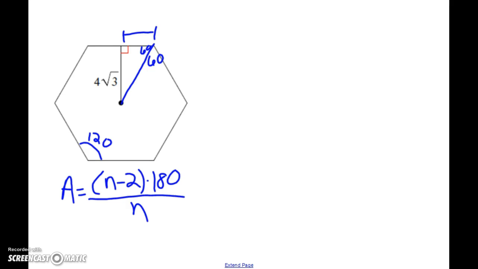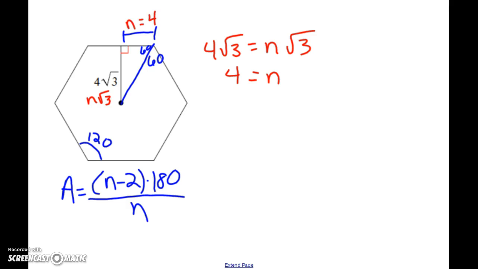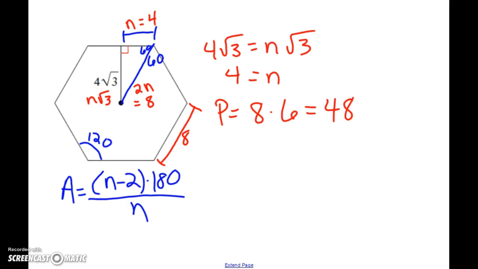So if you look, the side across from the 60-degree side is my n root 3 side. So 4 square root of 3 equals n square root of 3. Therefore, n must be 4. So the side across from the 30 is my n side. That must be 4. The radius is 2n, or 8. That means that one side must be 4 times 2, which is 8. Now, perimeter has to be 8 times 6. 8 times 6 is 48. And I'm now ready to get going because I have my perimeter and my apothem.